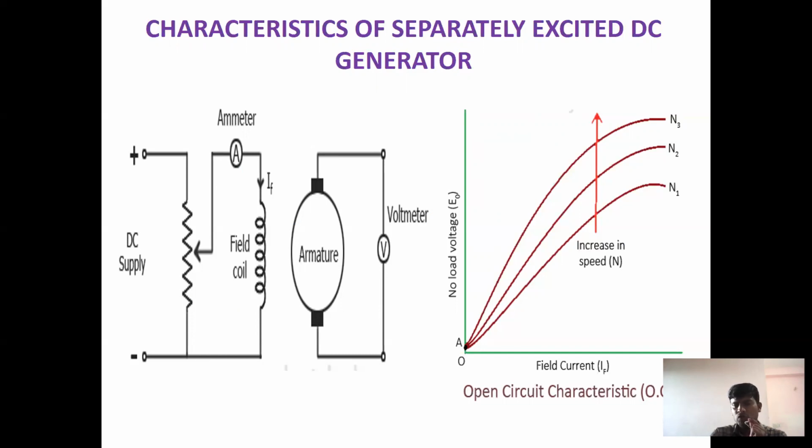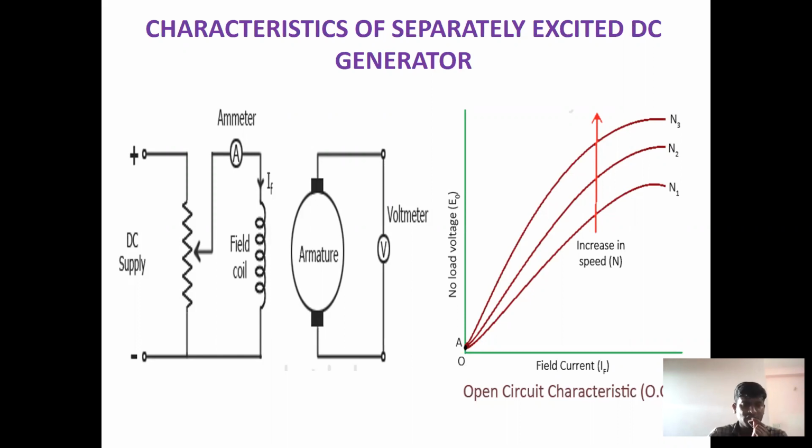there is no load connection. If we connect the load, it gives the load characteristics. If there is no load, it does not give any other characteristics. Okay, so in the separately excited DC generator, at the output terminals, you can see the voltmeter is connected across the armature only. There is no load. So here it gives the open circuit characteristics.